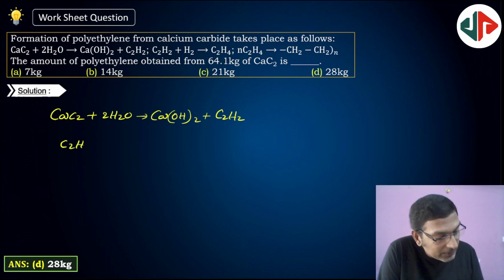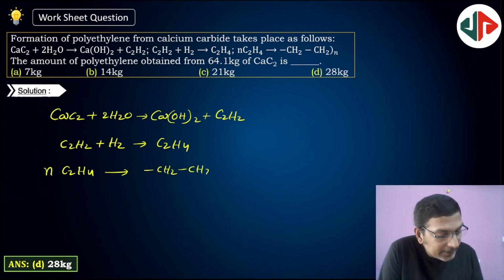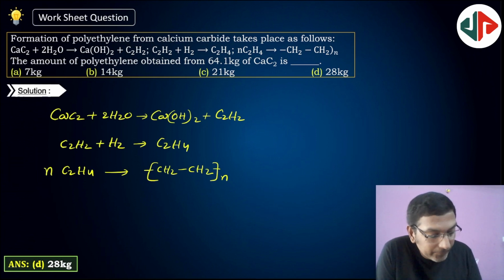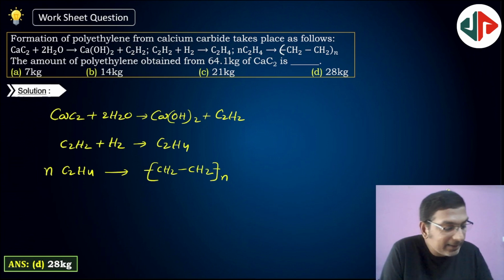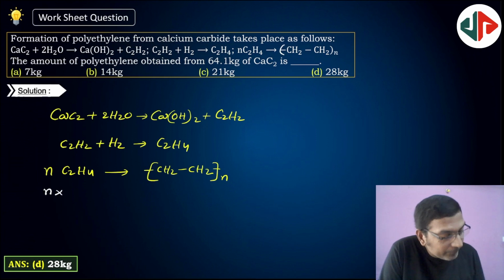Next, C2H2 plus 1 mole of H2 gives C2H4, which is ethylene. Next, n moles of C2H4 gives (CH2)n, polythene. From this we must calculate the amount of polythene obtained. Take n into the weight of C2H4: 24 plus 4, 28.